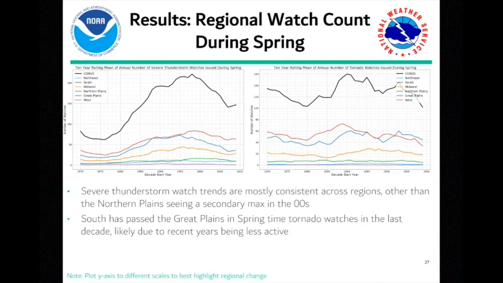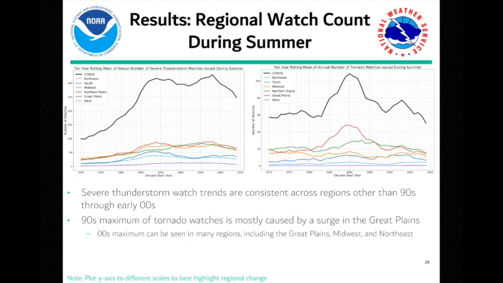Moving on to summer, again, trends are fairly consistent across regions for severe thunderstorm watches until we get to the 90s through the early 2000s. Here, there starts to be some divergence in trends across regions, with the Northeast, the South, and the Great Plains seeing a decrease and other regions either staying steady or seeing an increase. For summertime tornado watches, there is a large rise and fall centered on the 90s, which is largely a result of the Great Plains. Again, you can see the secondary maximum into the 2000s, which can be seen across many regions, including the Great Plains, the Midwest, and the Northeast.